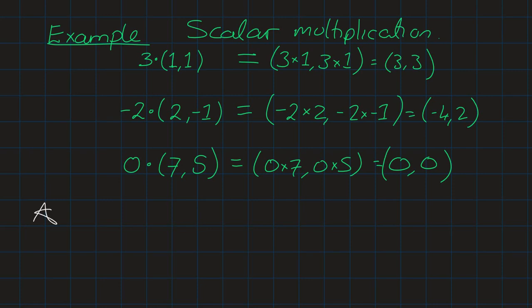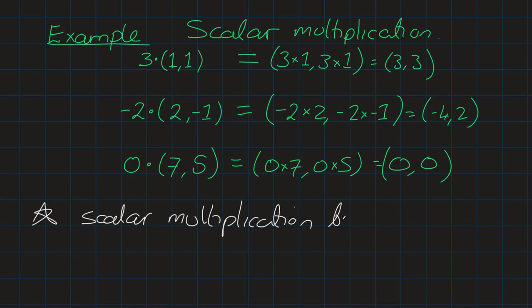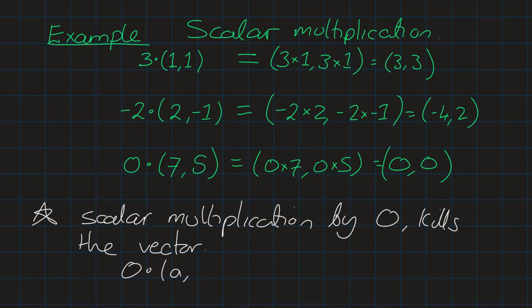One thing to note, which you might have noticed from the last part of this example, is that scalar multiplication by the scalar 0 always kills the vector. What I mean by that is 0 times any vector is equal to the 0 vector. 0 times any vector is equal to the 0 vector.